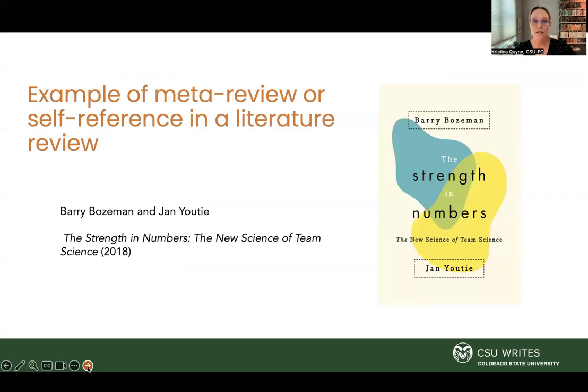So let's take a look at a chapter that's a portion of Barry Bozeman and Jan Youtie's The Strength in Numbers: The New Science of Team Science. And this is pulled, as you note, from me talking about my own matrix and my own literature reviews earlier. This is a text that I refer back to. So it's one that I use, and so I have it in a matrix.